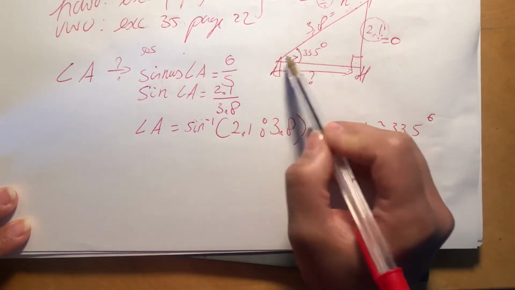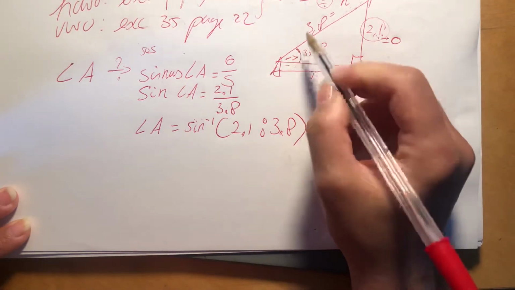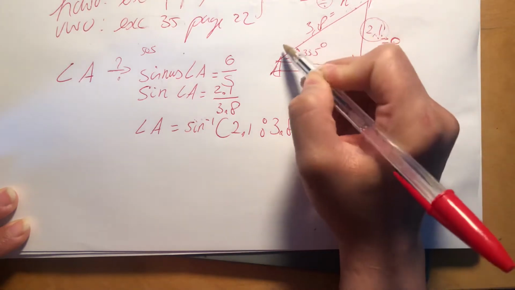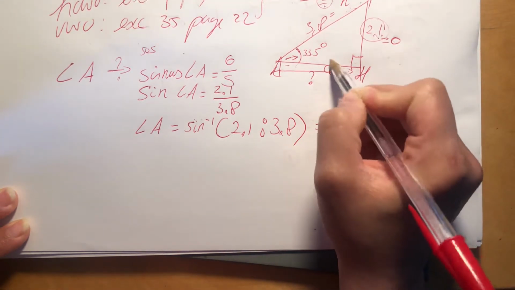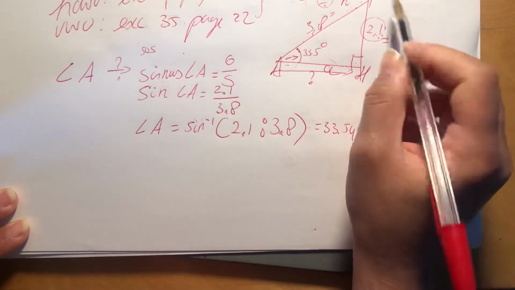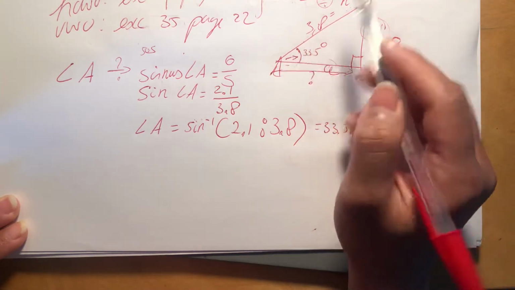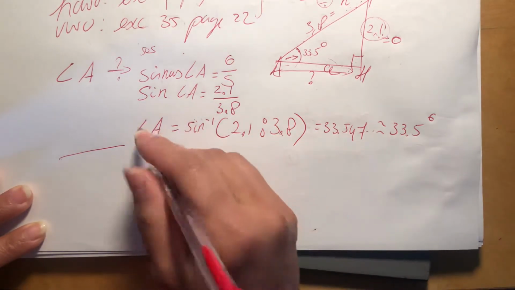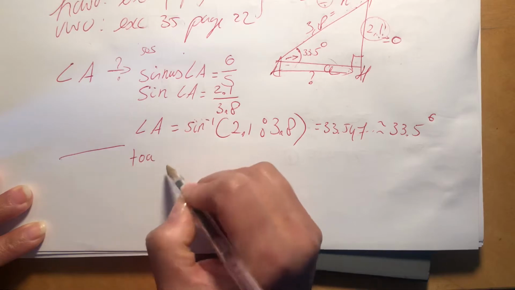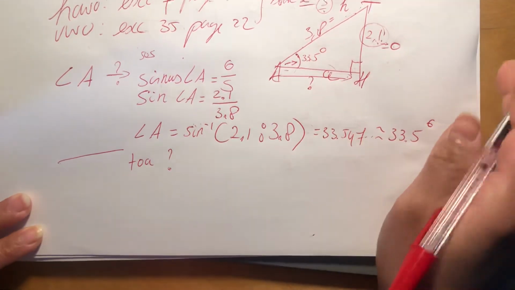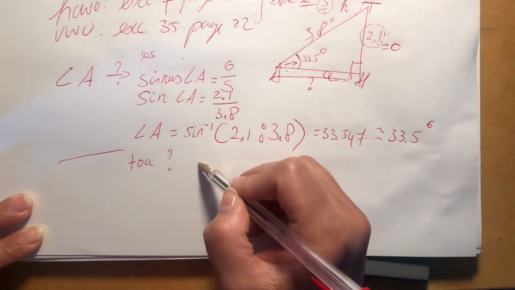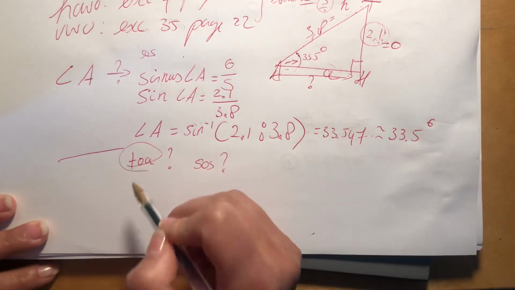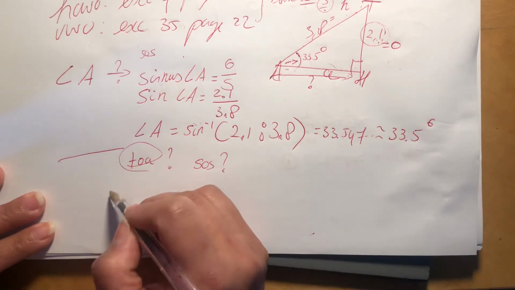Okay, we know this is 33.5. Okay, great. Now, from this point of view, this is still the opposite. This is the hypotenusa and this is the adjacent. We want the adjacent. We have the opposite, but we also have the hypotenusa. So we can work. You can choose. That's why this chapter is so much fun. You can choose. Are we going to work with TOA, with the tangent? Or are we going to work with SOS, with the sinus? Let's choose this one. It really doesn't matter, but we just choose.